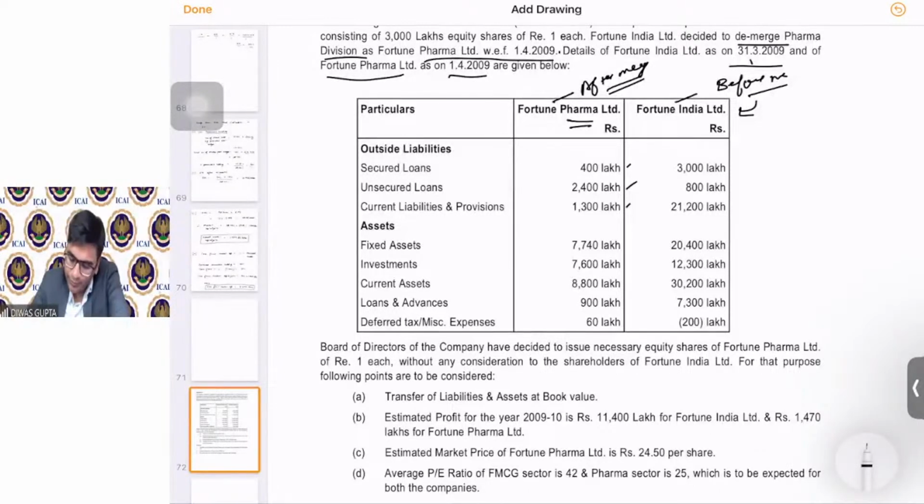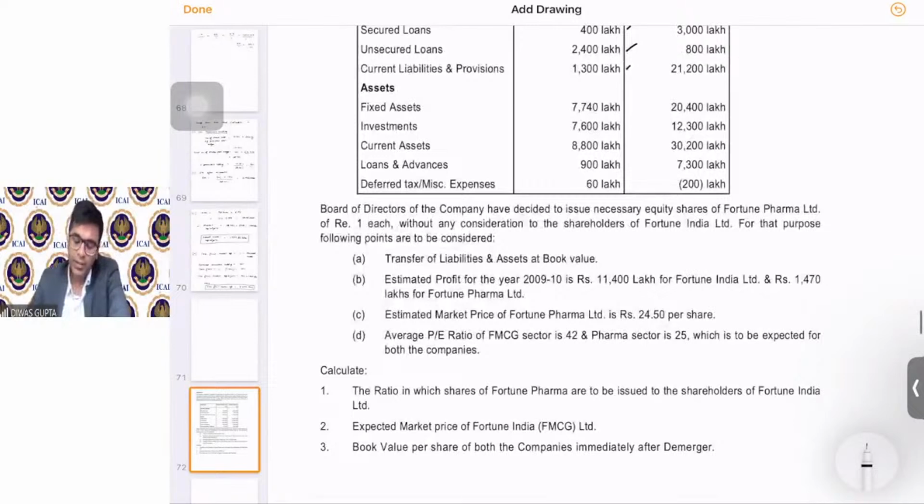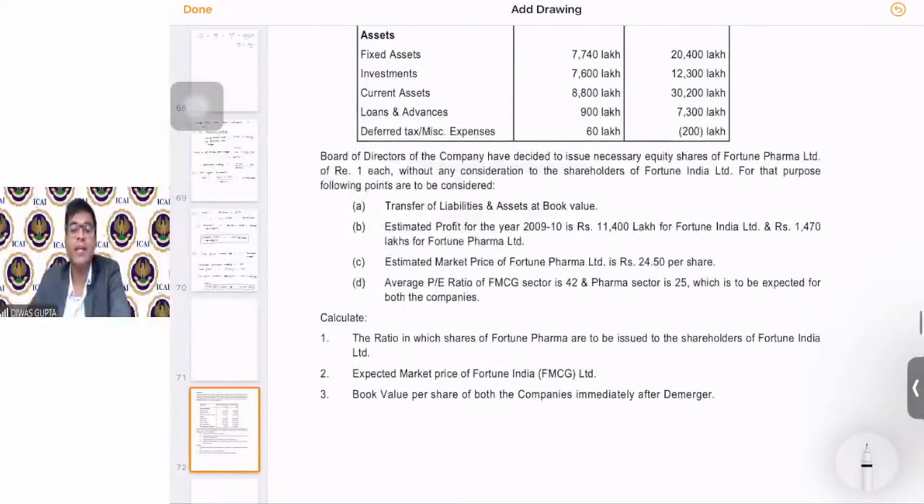Understood, students? Board of directors of the company have decided to issue necessary equity shares of Fortune Pharma Limited of rupees 1 each without any consideration to the shareholders of Fortune India Limited. So Fortune Pharma is a new company that has been formed, and Fortune India is the old company, right?